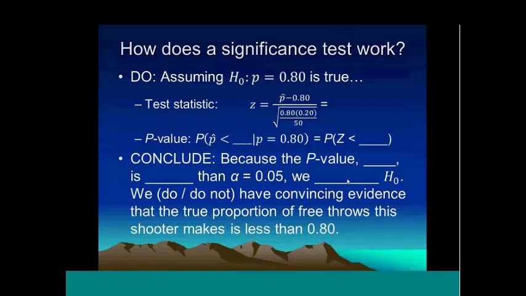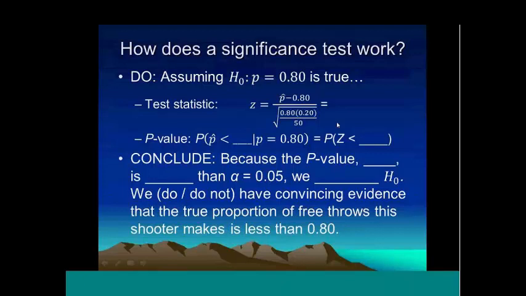Those are our two permitted conclusions. And then the final sentence is, we either do or do not have convincing evidence in favor of the alternative hypothesis, which is that the true proportion of free throws this shooter makes is less than 0.8. So this is the template for a hypothesis test.